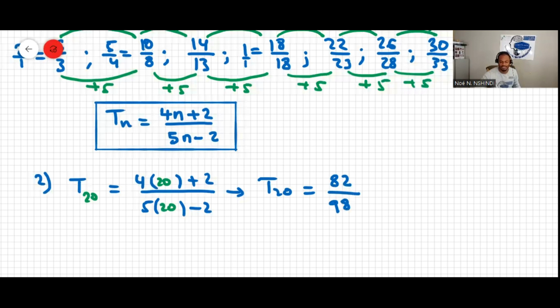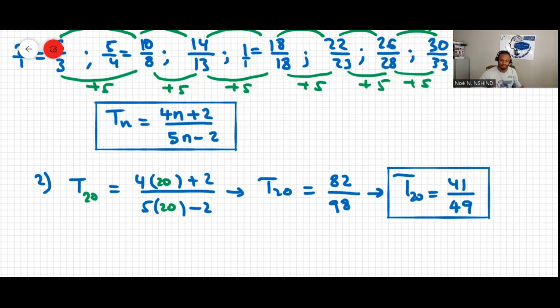This can be simplified. I can see we can simplify by 4. Okay, we can do that. No, not by 4, but by 2, because by 2 it's going to be 41 at the numerator, and then at the denominator by 2 is going to be 44. No, not 44, excuse me. It's going to be 49. So that's T20. So T20 would be 41 over 49.